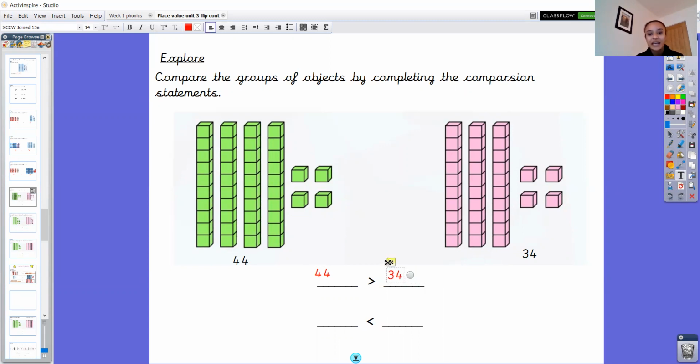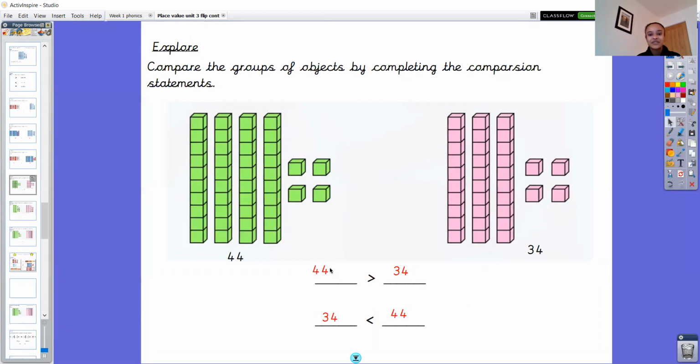Brilliant. Okay, now I want to think about how I'm going to make this one make sense. Something is less than something. Well, I don't want to put the numbers in the same order, do I? 44 is less than 34, because we know that's not correct, don't we? We know that 44 is more than 34. So I'm going to swap those numbers around. So this time I've got 34 first, and then 44. So 34 is less than 44.